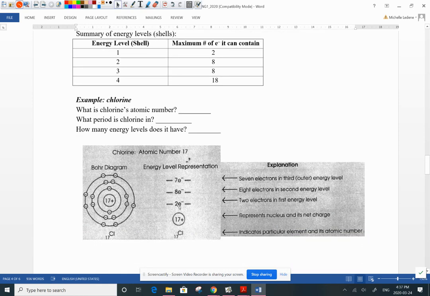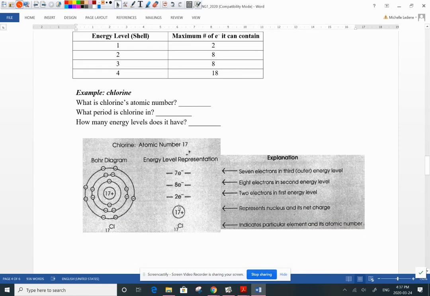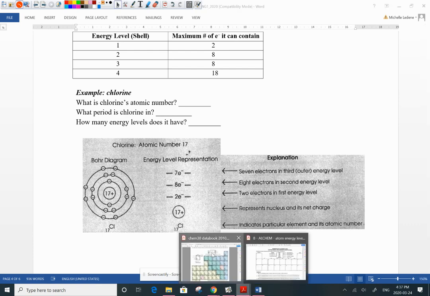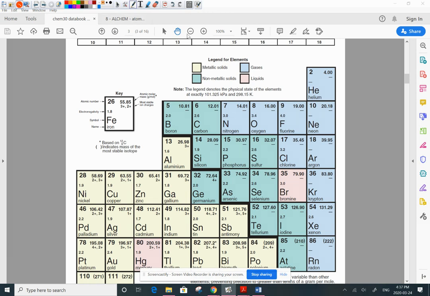So the best way to do this is to take a look at an example. Chlorine has an atomic number, well, let's look up on our periodic table. Here's our periodic table. Here is chlorine. The number in the top left here is the atomic number. That's the number of protons. It is not in the first period, not the second period, but the third period.